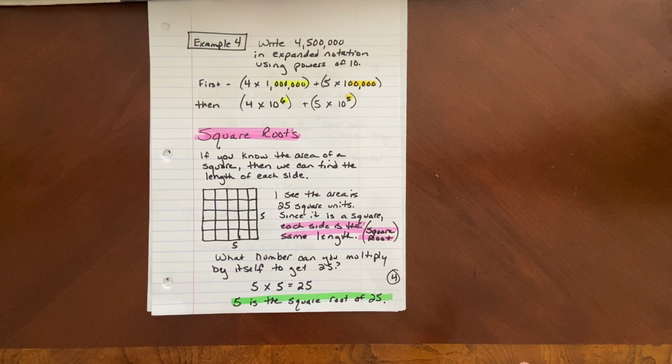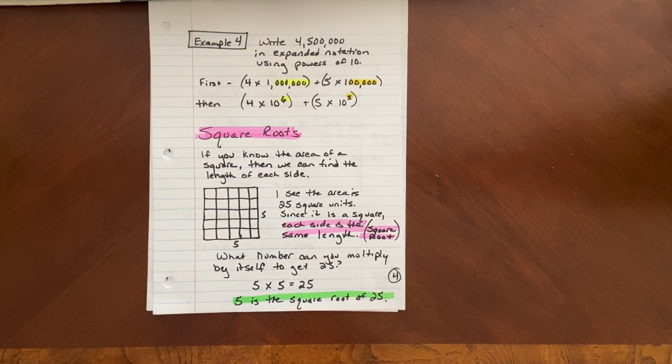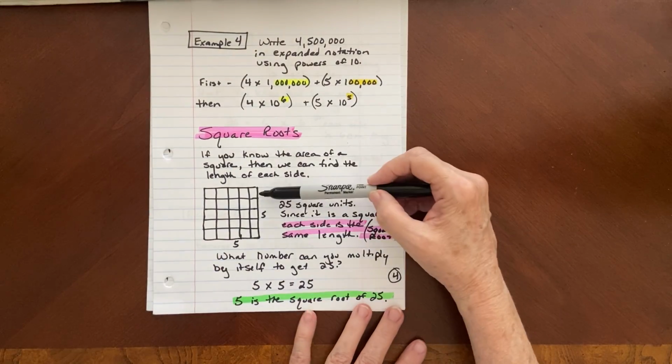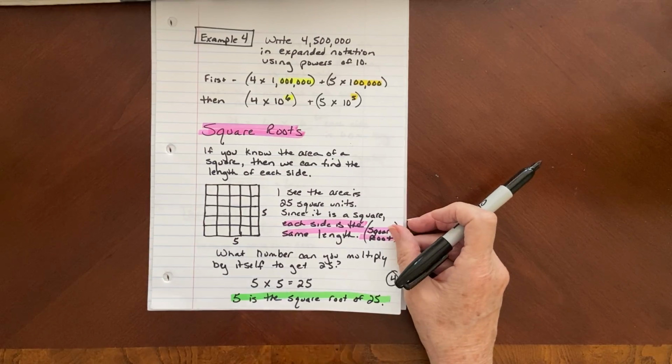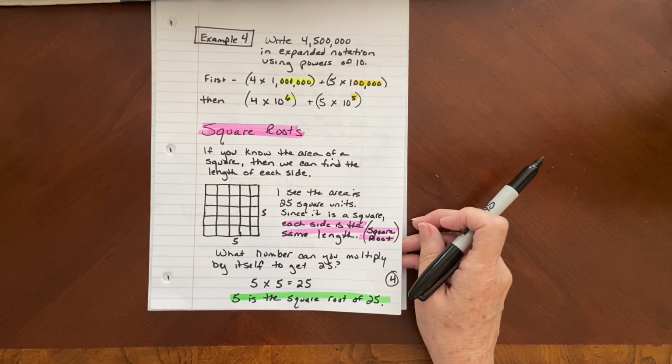Well, since it's a square, I know that each side is the same length. So the length and the width are going to be the same number because it's a square. So I know that something times itself equals 25. So something times something, 5 times 5. Good. So 5 is the square root of 25. And all that's saying is, can I find one of the factors, or the length of the side of a square? And it would also be the width of the side of a square.